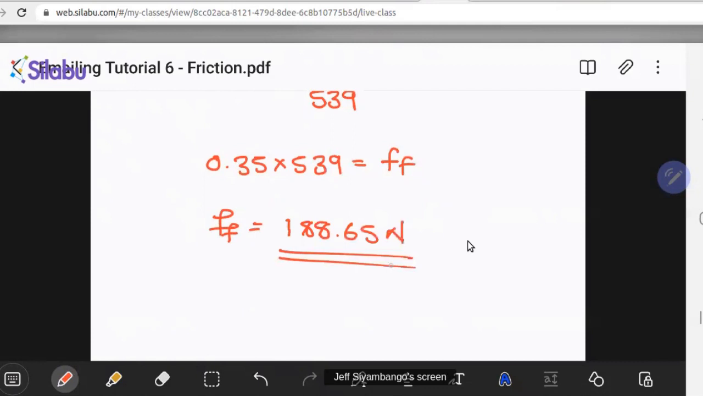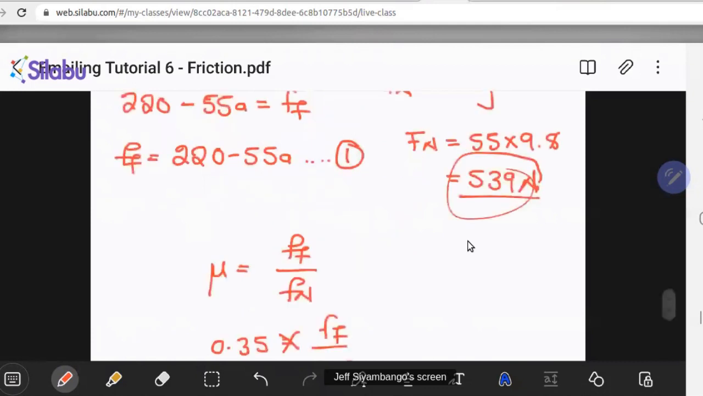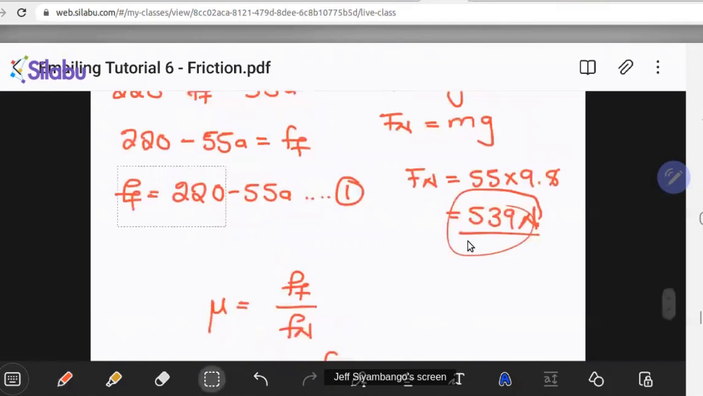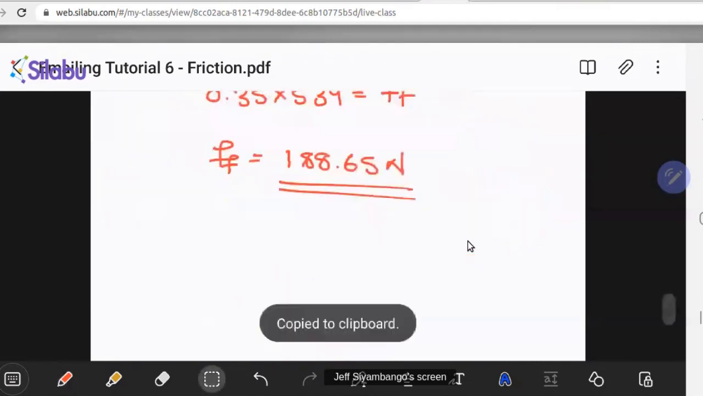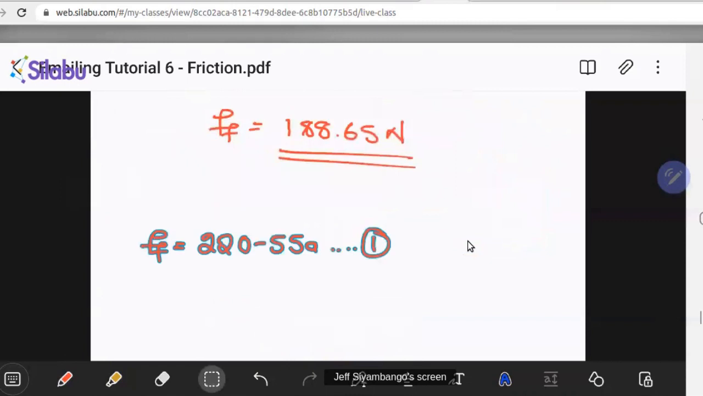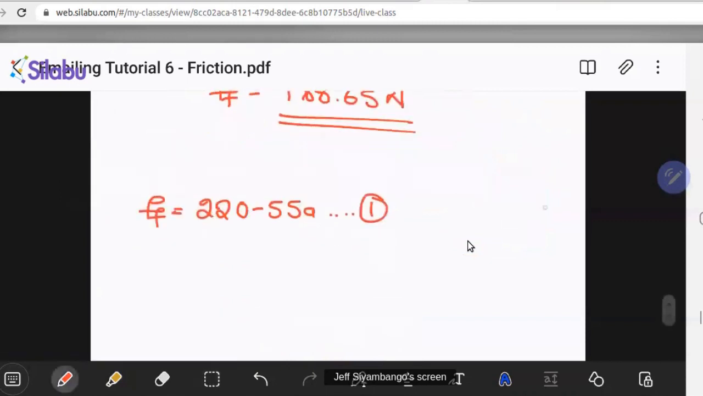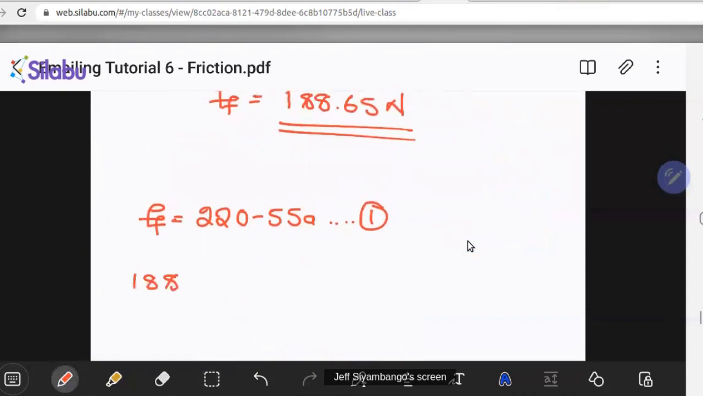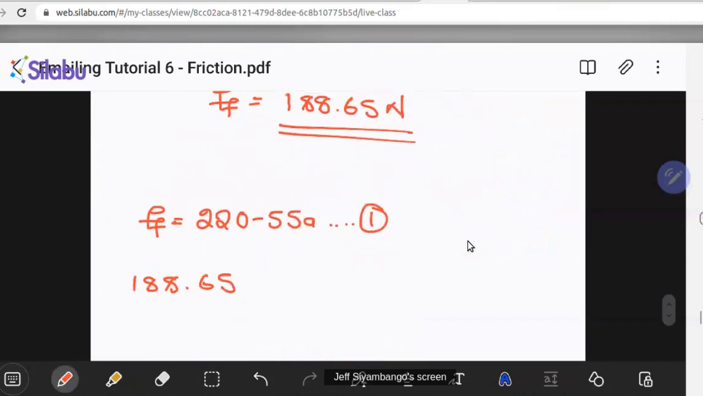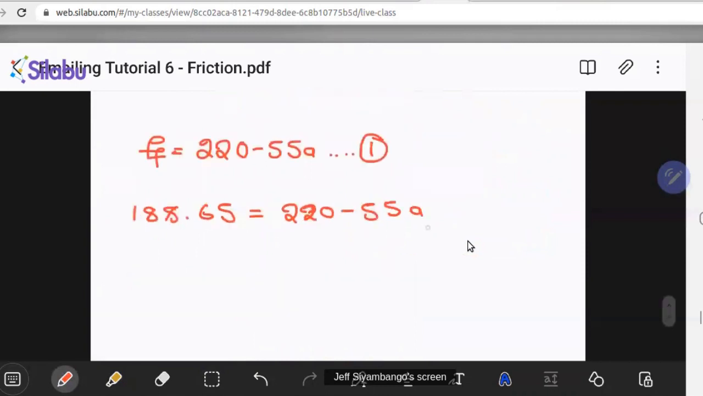So having found the force of friction, the question also asked for the acceleration. To find the acceleration, we come to equation 1. We now know that we could have actually found the force of friction without summing the forces in the x-axis. But we're glad we did that first, because now where there's force of friction, we put 188.65, because that is what the force of friction is, then equate it to 220 minus 55A. We'll make this the subject of the formula. So I'll cross it to the other side so that it becomes positive 55A. Then I'll take the 188.65 to the right, it becomes negative.